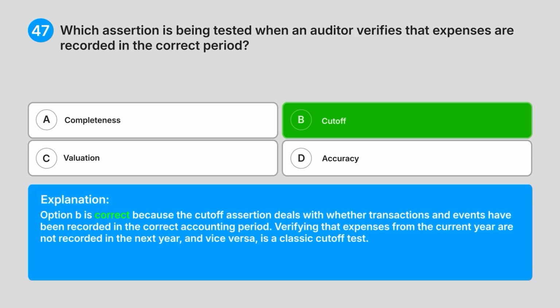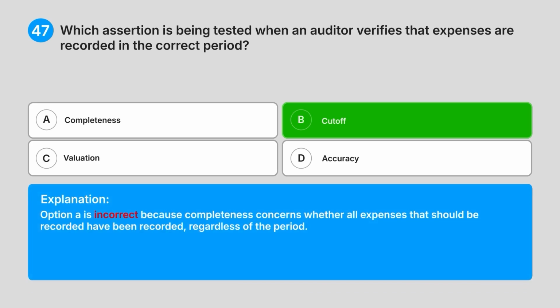Explanation. Option B is correct because the cutoff assertion deals with whether transactions and events have been recorded in the correct accounting period. Verifying that expenses from the current year are not recorded in the next year, and vice versa, is a classic cutoff test.